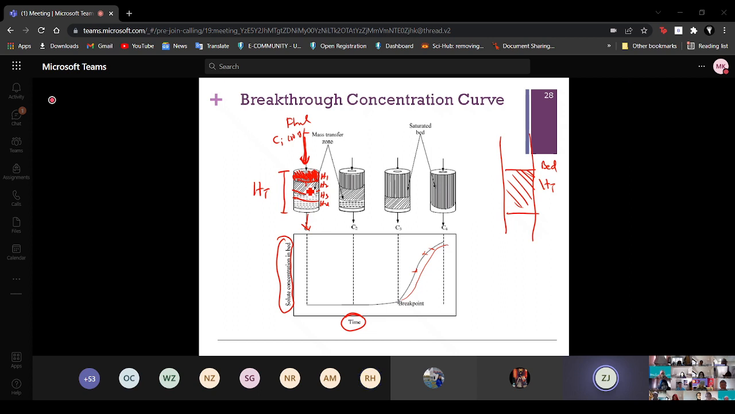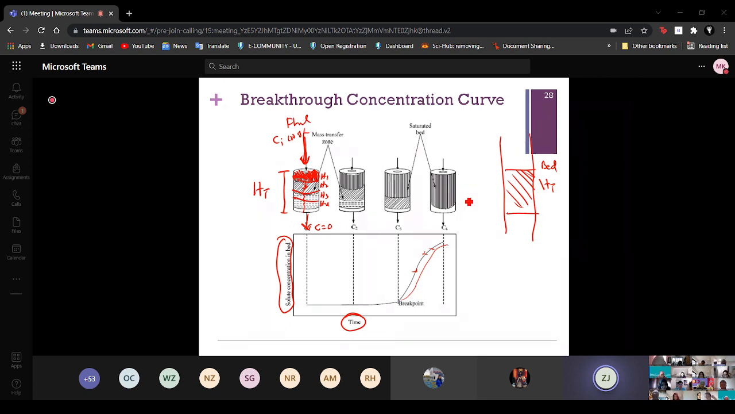So what happens here? The concentration you get is zero, because the outlet will be zero. Always zero, because everything is absorbed by section 1. Okay. And then section 1 will reach saturated. You already know saturated, right? What is the saturated condition? All the adsorbent has absorbed the adsorbate or solute, until it reaches saturation. There are no pores anymore that can absorb.